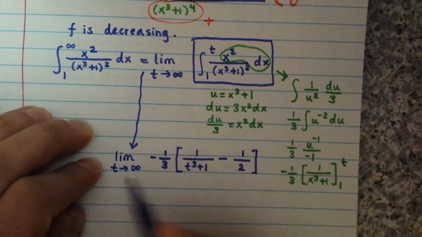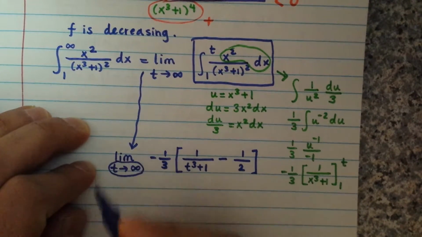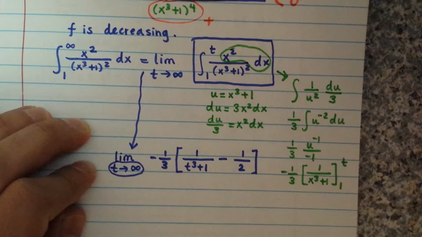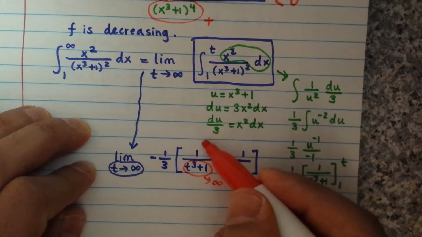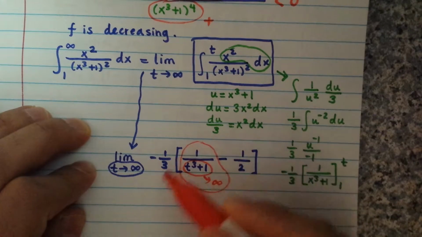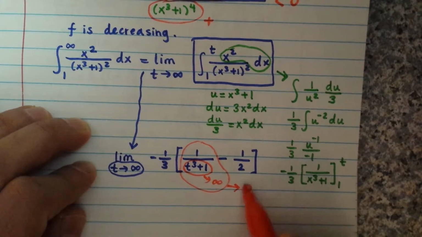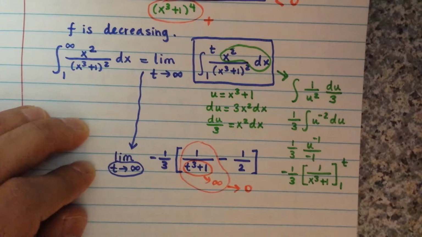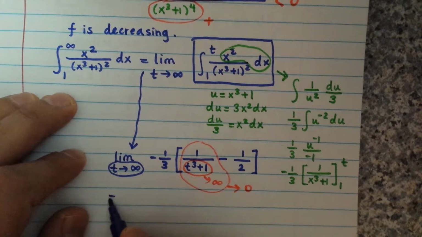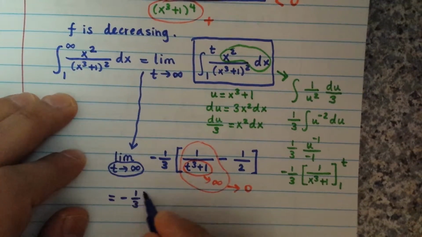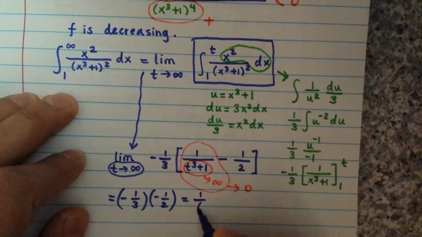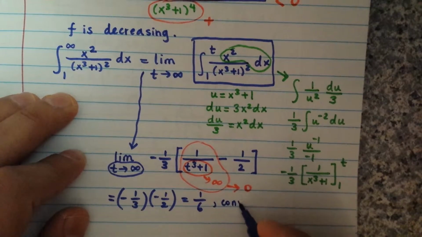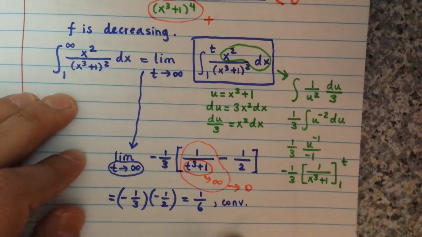And you see t goes to infinity. So as t goes to infinity, we can really say that this t cubed plus 1 will go to infinity. So this whole fraction will go to what? Just 0. That's simple. A number over infinity goes to 0. So the answer to this problem will be negative 1 over 3 times negative 1 over 2, which is 1 over 6. So that implies that this improper integral is convergent.